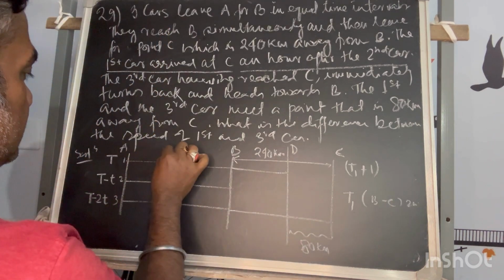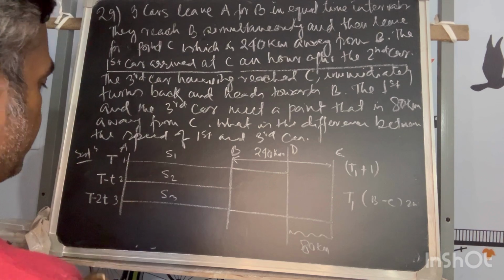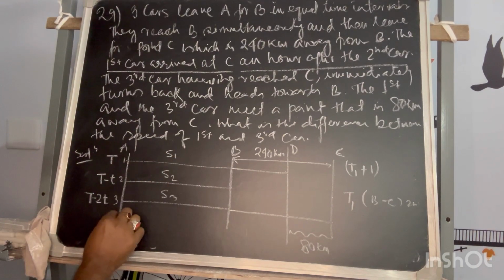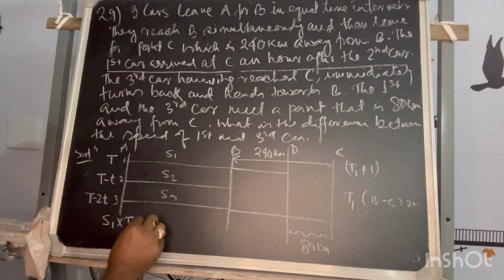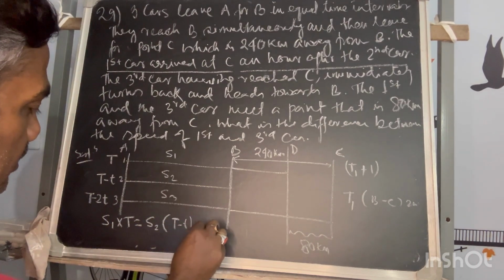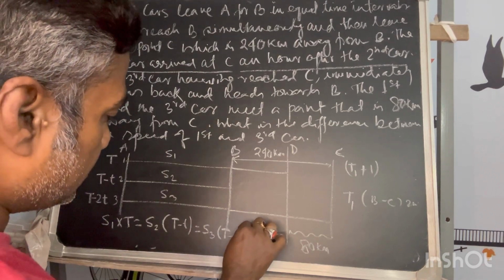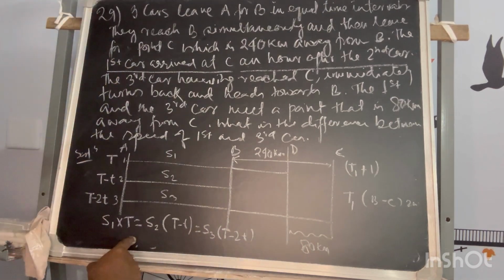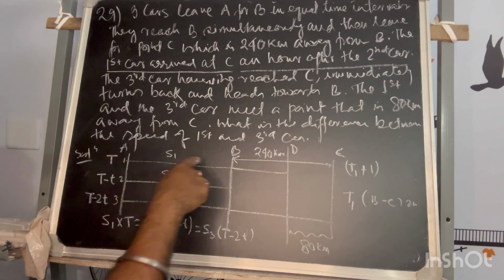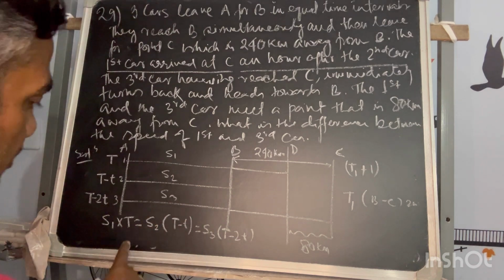So let's say the speeds are S1, S2, S3. As the distance is the same, S1 into capital T is equal to S2 into capital T minus t, which is equal to S3 into capital T minus 2t. This will be the equation, because it denotes the same distance: speed into time, distance, for all three.